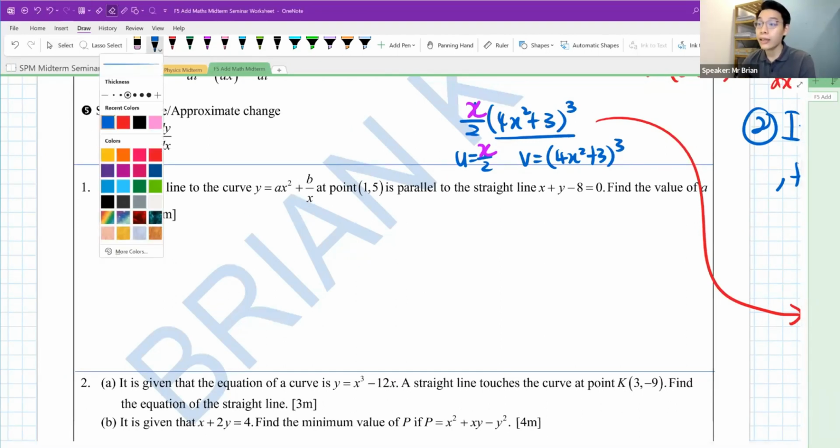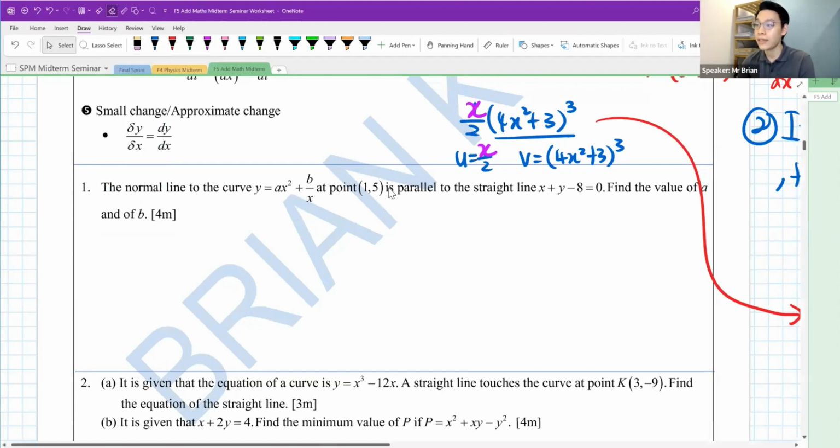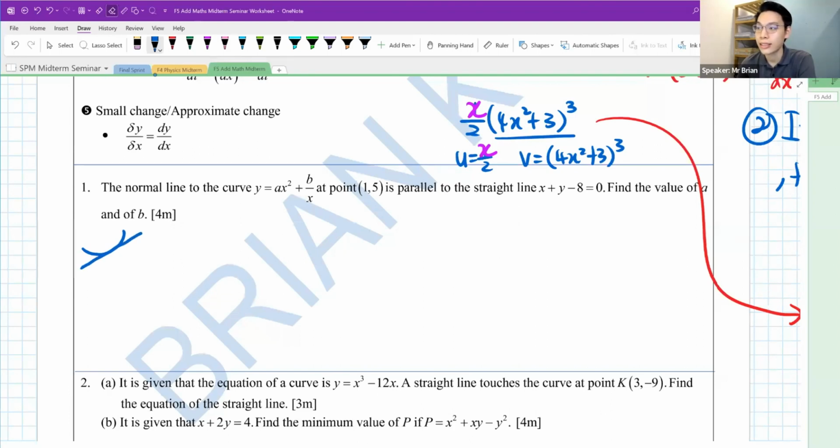The normal line to the curve at this point is parallel to this straight line. Find the value of A and B. Okay, sounds a bit confusing. When it sounds a bit confusing, you draw a very simple diagram. Draw a random curve. Differentiation always will have a tangent line. Draw a tangent line, so the tangent line at this point looks like this.